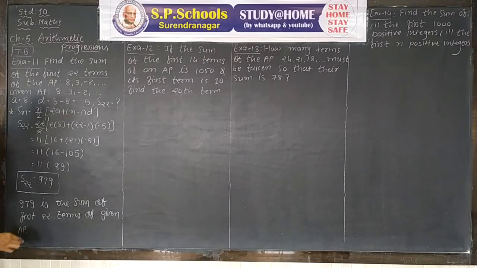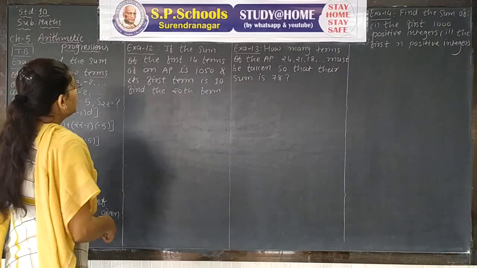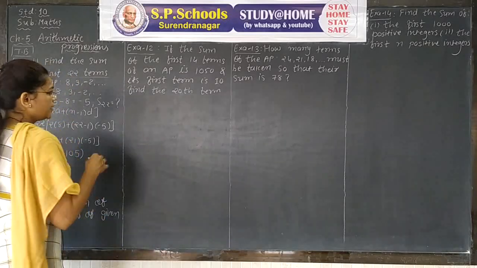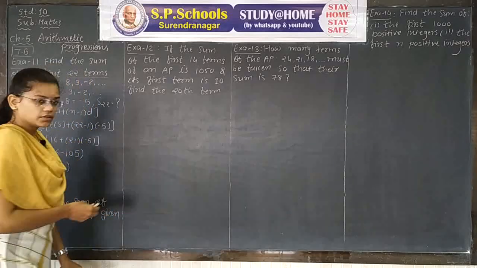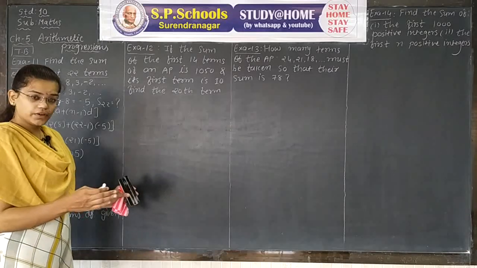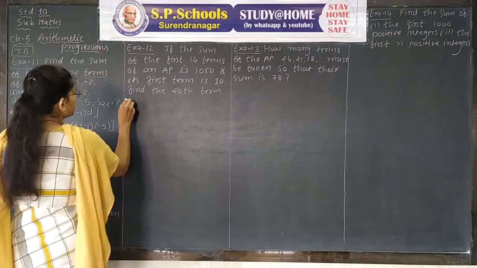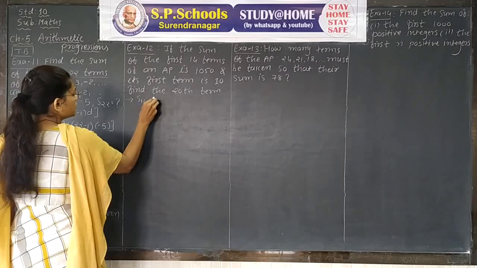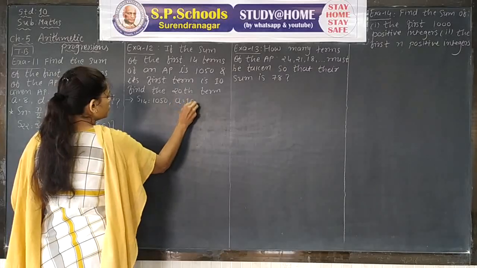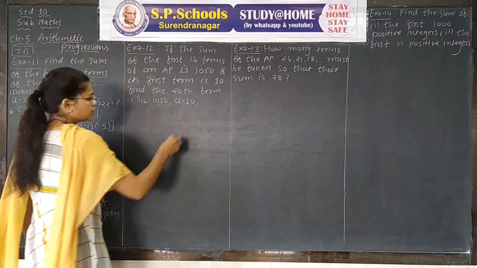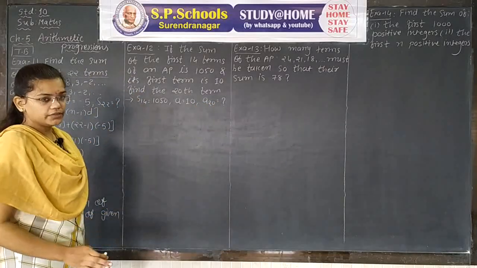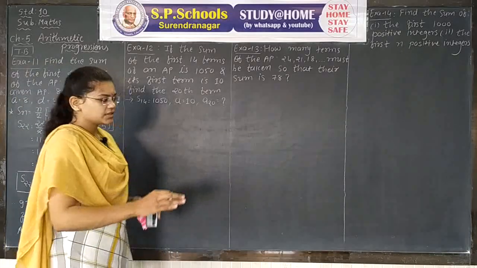Example 2. If the sum of the first 14 terms of an AP is 1050 and its first term is 10, find the 20th term. Sum of 14 terms and 20th term, two different. Sum of first 14 terms is written as S14 equals 1050. First term a is equal to 10. Find the 20th term. 20th term means a20. To find the 20th term, first we require the common difference d, because a20 is a plus 19d.